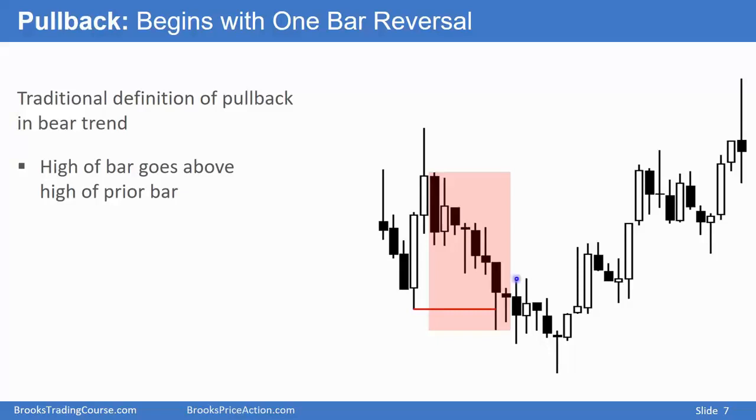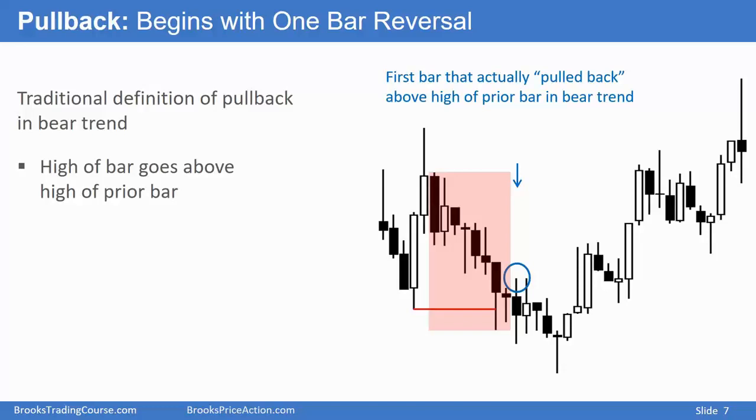This is an actual pullback on this time frame because it went above the high of the prior bar. So this is the first bar on this time frame that actually pulled back above the high of a prior bar in a bear trend.